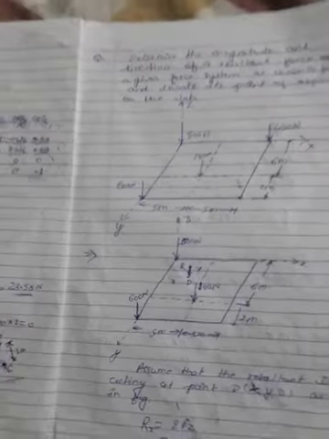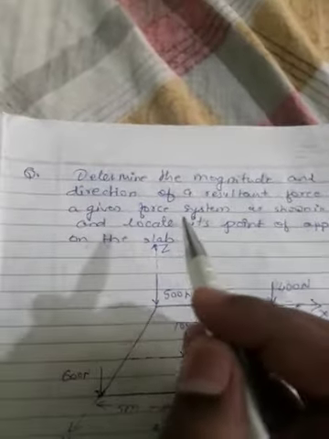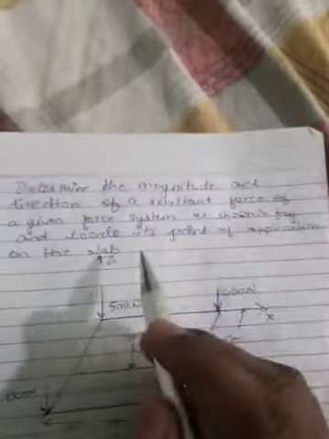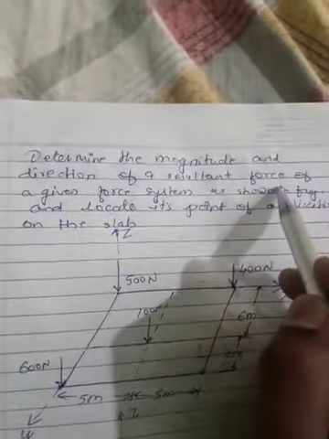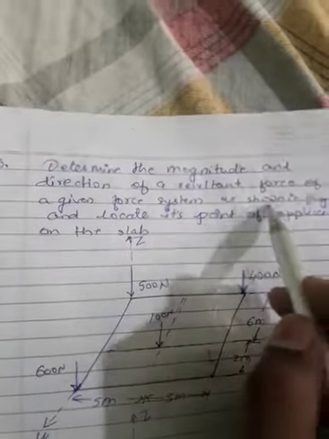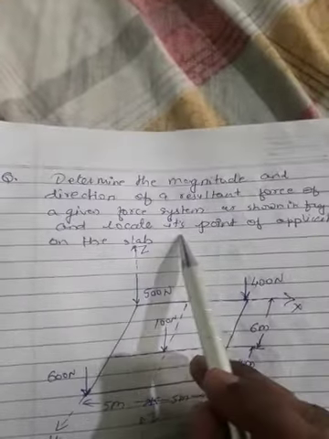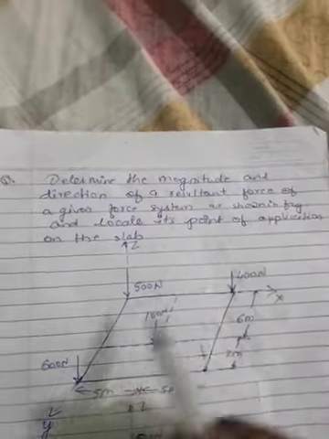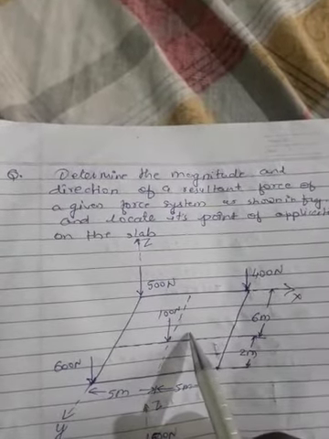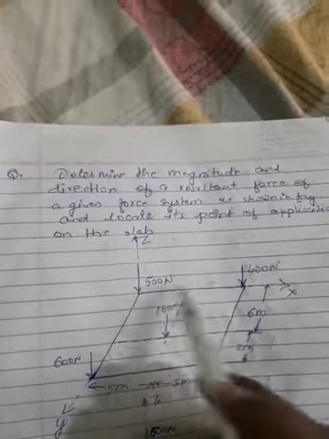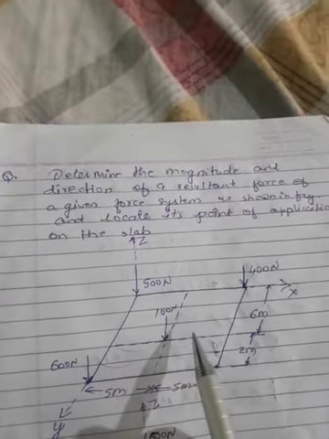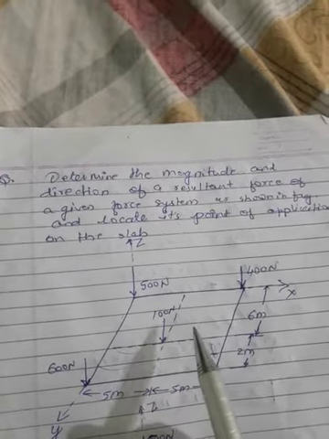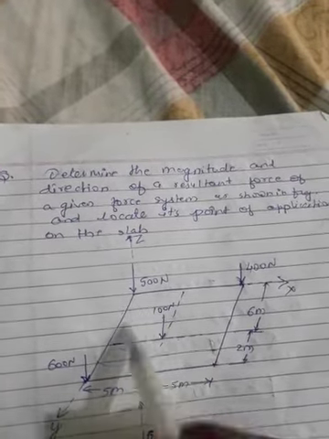So starting with the numerical on parallel space force system. In this numerical, determine the magnitude and direction of the resultant force of the given force system as shown in figure and locate its point of application. So you are given the parallel space force system. For this parallel space force system you have to calculate the resultant. Also you have to locate the position, or we can say the point of application, of this resultant on this plane.